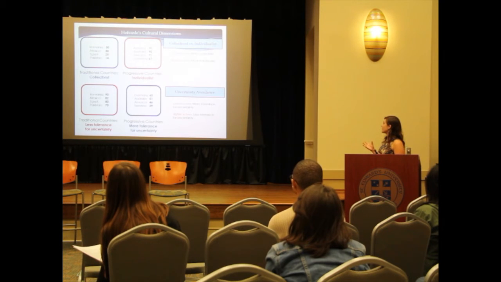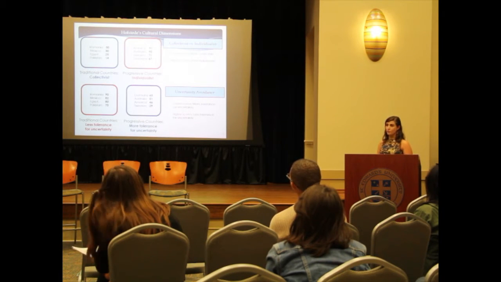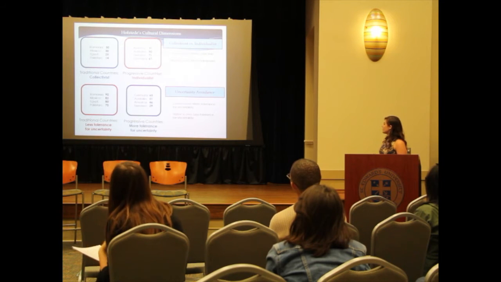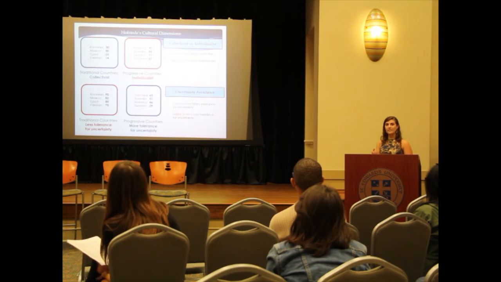So traditional countries, here quoted in blue, had lower scores for collectivist versus individualist, which means they're more collectivist, which is family-oriented or group-oriented. And then the higher scoring countries, the progressive countries, are more focused on individual achievement or competition. For uncertainty avoidance, the traditional countries scored higher, meaning they had less tolerance for uncertainty, which means they have more rigid rules and guidelines for beliefs or values, versus the progressive countries, which have more flexibility for beliefs and values.